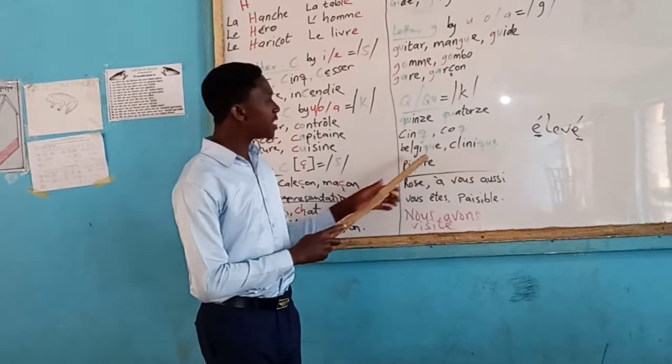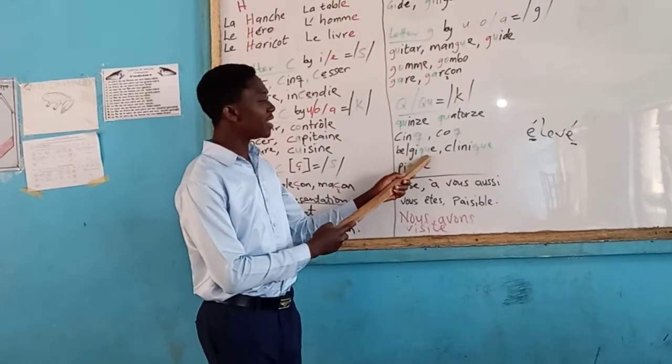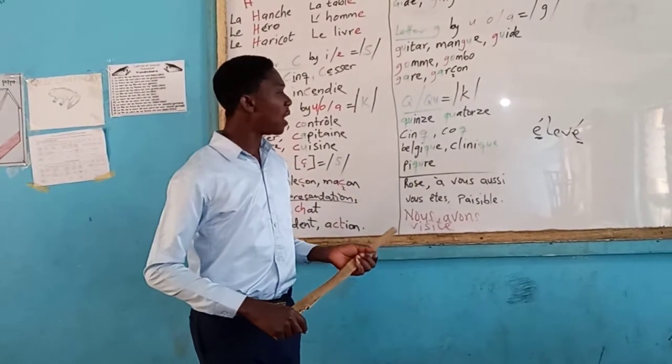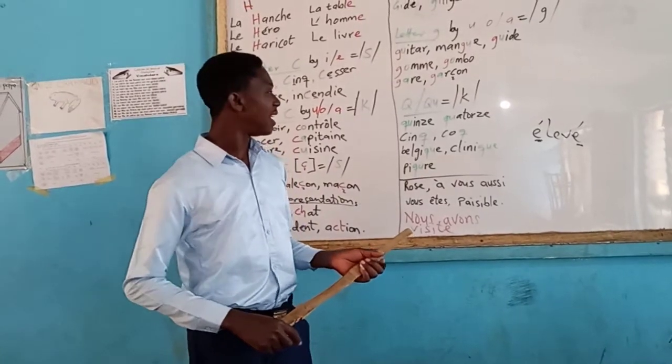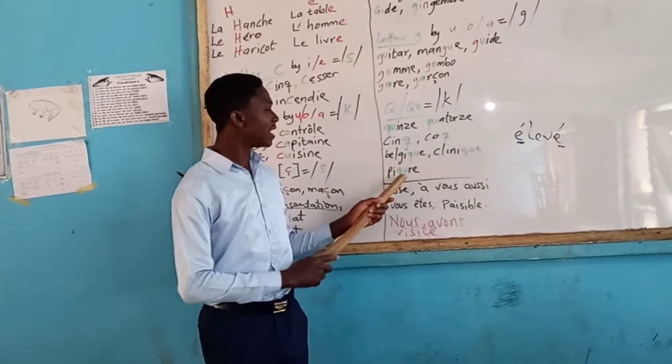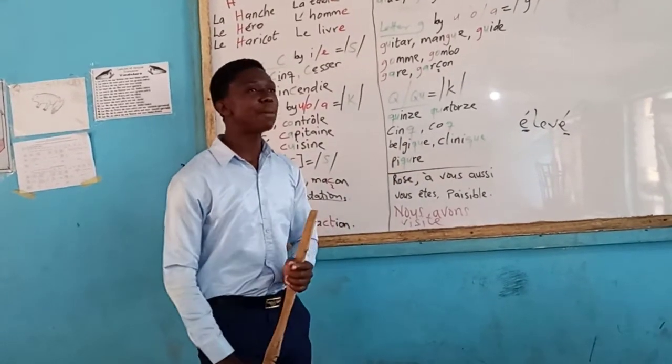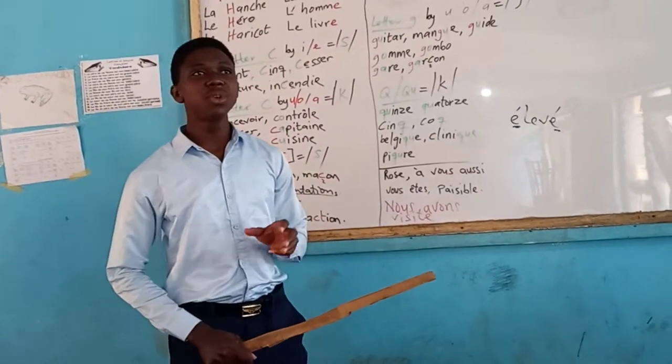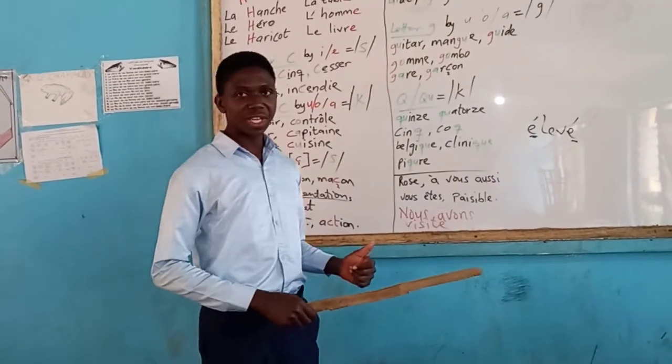Yes. So now in the middle of a word, you can see in the middle of this word, we have la Belgique. So you see the QU in the middle. Then in the middle again, we have la piqûre. La piqûre. That is the injection.